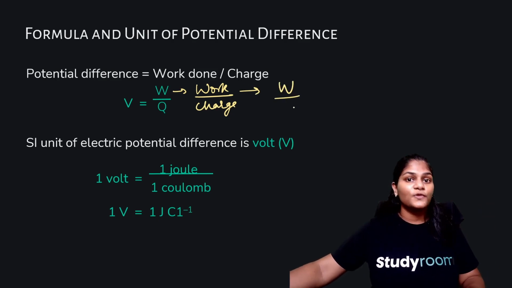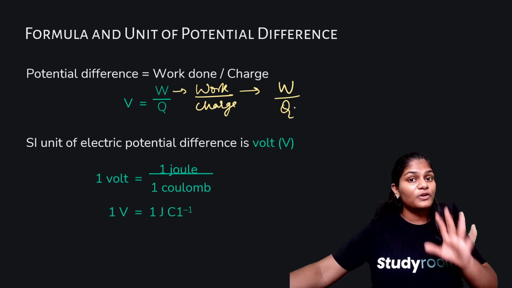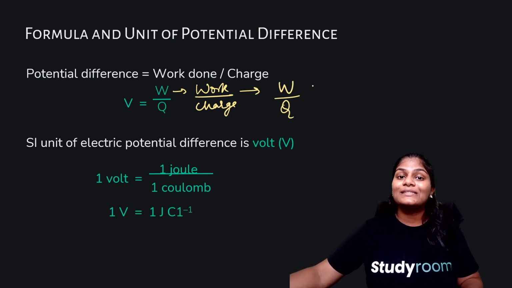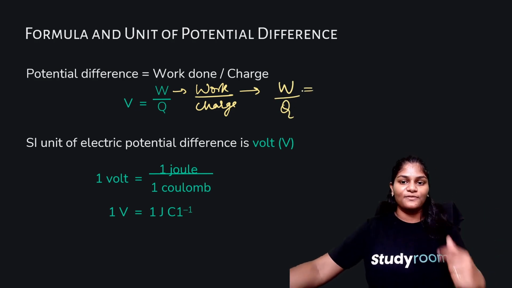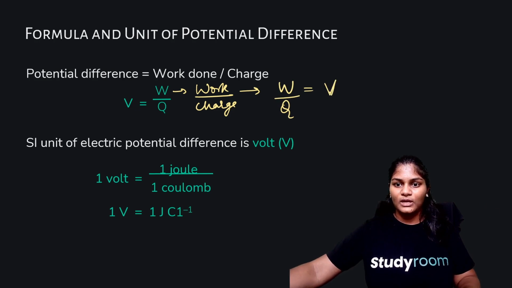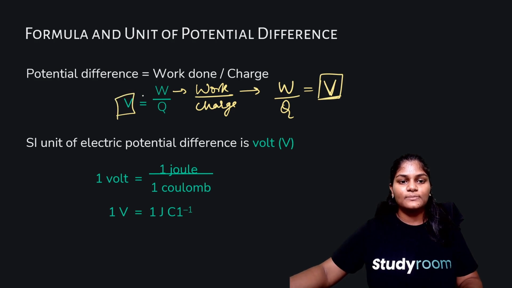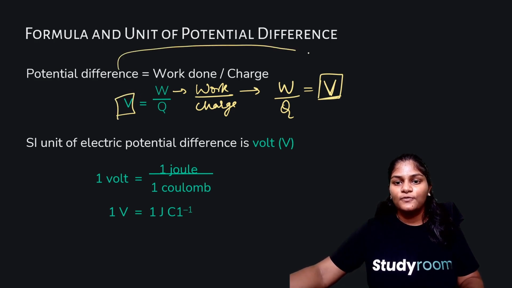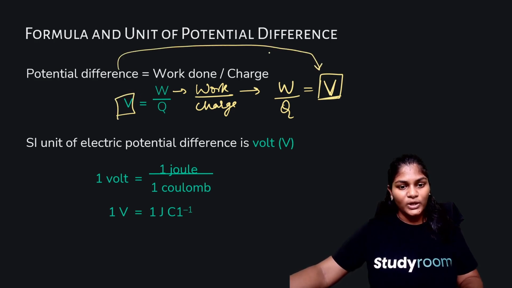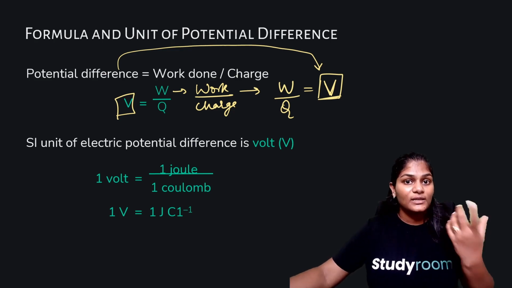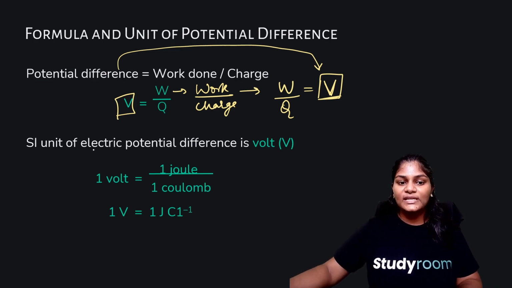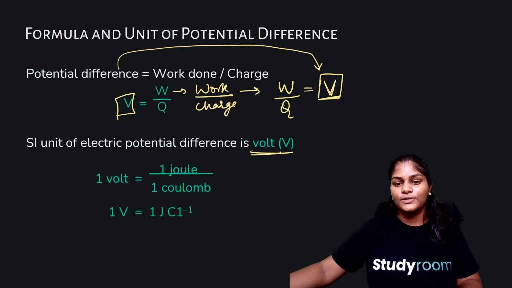The symbol we use for charge is Q. We've already learned this, okay? And the symbol we use for potential difference is V. This is something new for you, that V is the symbol that we use for potential difference, okay? And what is its unit? The SI unit of potential difference is volt.